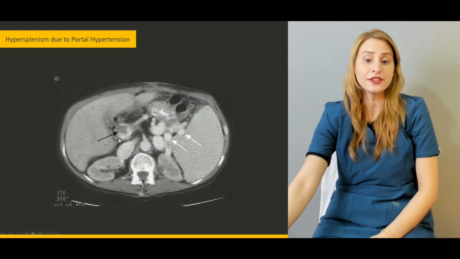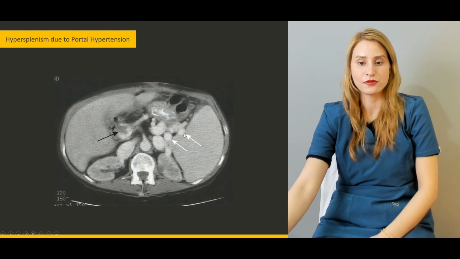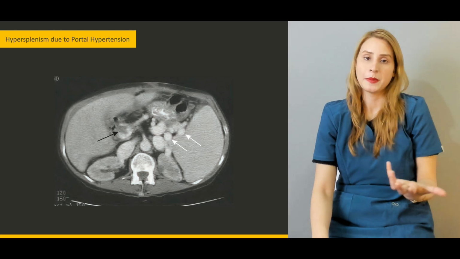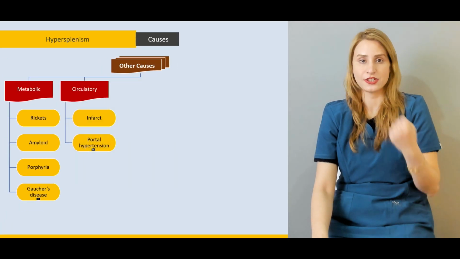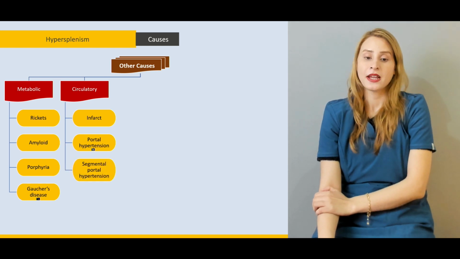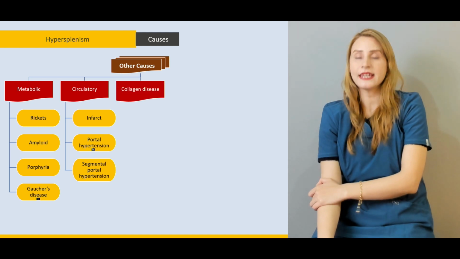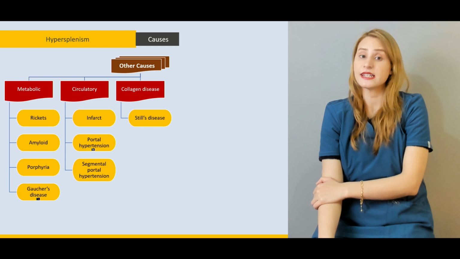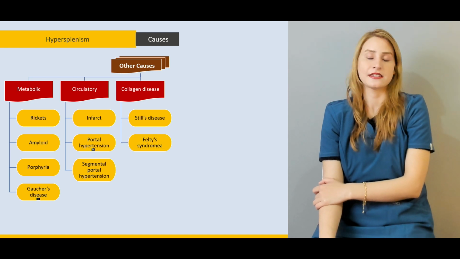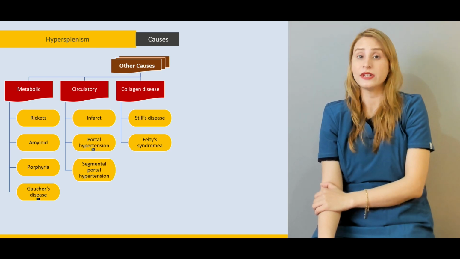Okay. So again, you can see this is the level of the CT scan of the abdomen, showing the spleen and the liver, and you can see the dilated bile duct and the dilated portal vein, and because of the portal hypertension and the dilatation, there would be a kind of reactive splenomegaly. The other causes can be segmental portal hypertension and some collagen vascular diseases, like Still disease. It's a kind of autoimmune disease, and again a systemic disease involving multiple organs, or Felty syndrome.